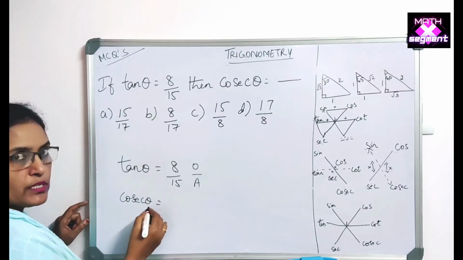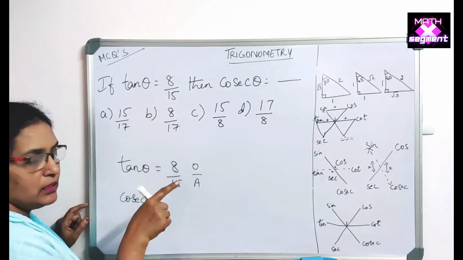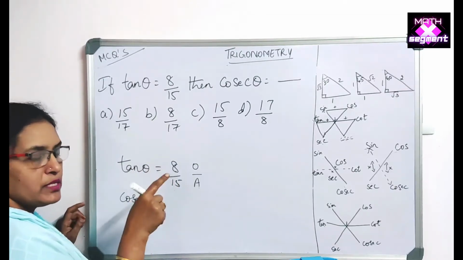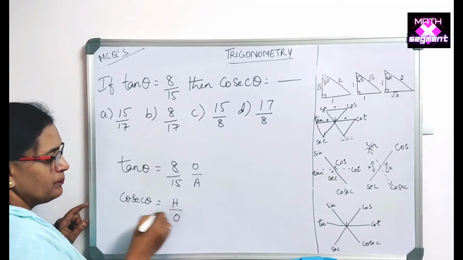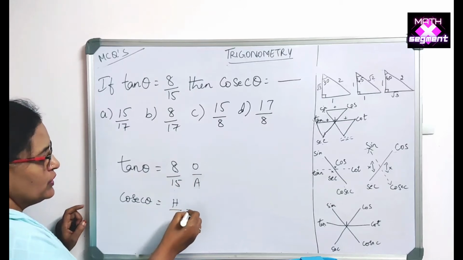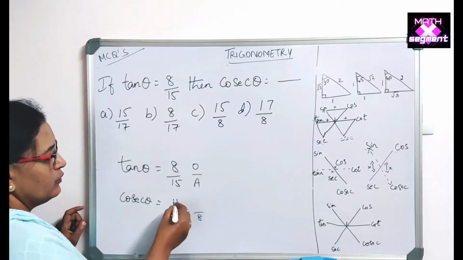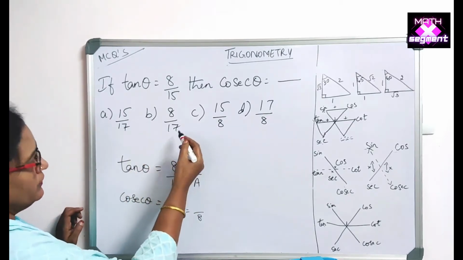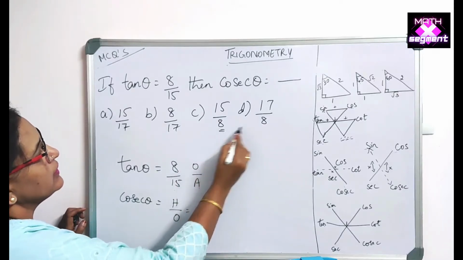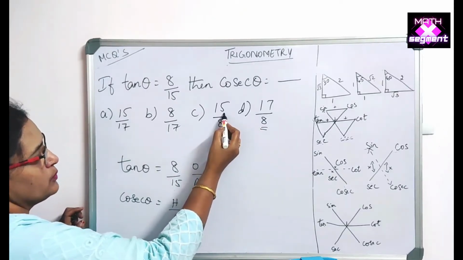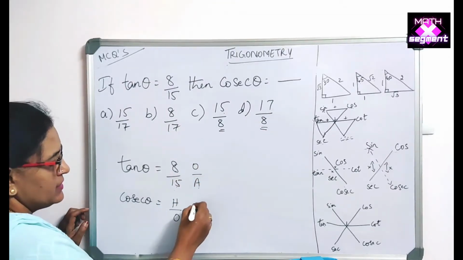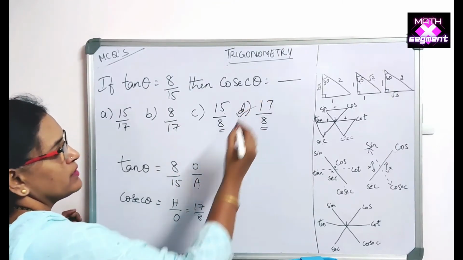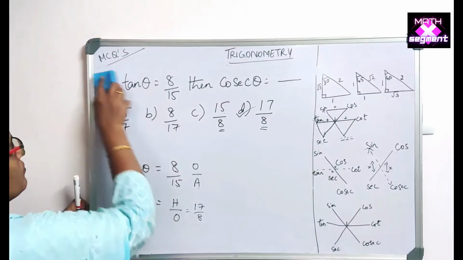So what is cosecant theta? To remember cosecant theta, I told you, you have to remember sine theta. Sine theta is opposite by hypotenuse. So cosecant theta is hypotenuse divided by opposite. Now we know opposite is 8. Then what will be our hypotenuse? See, where is 8 in the denominator? It is here and here. If you take this option 15, 15 is our adjacent. So that means 17 is the hypotenuse. So option D is the correct answer.